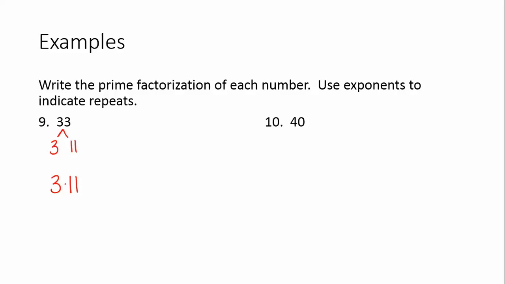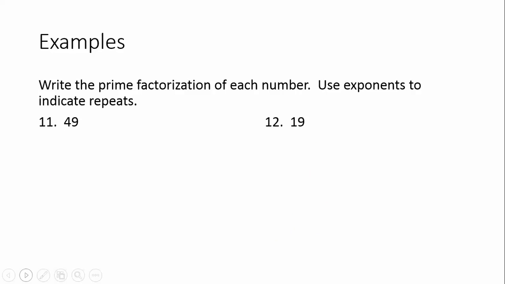40 isn't a humongously large number, but there are a lot of 2's involved. So we can split 40 into 2 and 20. We can split 20 into 2 and 10, and we can split 10 into 2 and 5. Notice I have 2, 2, 2, and 5, which we write as 2 cubed times 5. Again, if I multiply 2 times 2 times 2 times 5, I should get back to 40.